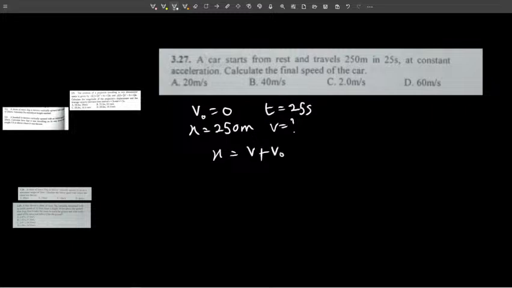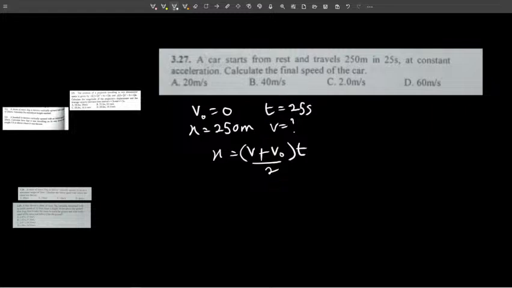So a car starts from rest and travels. It starts from rest, that means that v naught is 0, and travels 250 meters. So x is 250 meters in 25 seconds. That means t is 25 seconds, at constant acceleration. Calculate its final speed. So we're looking for final speed v. Similar to the last one, s is equal to v plus v naught over 2 times t.